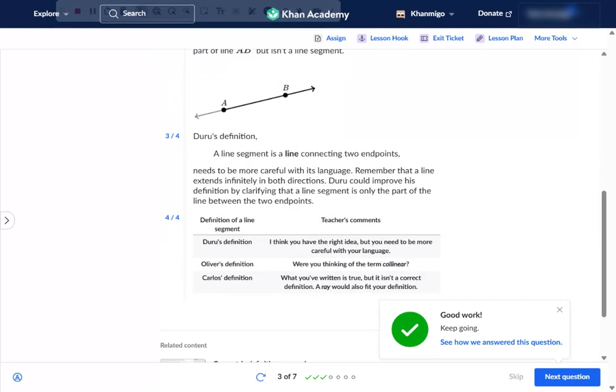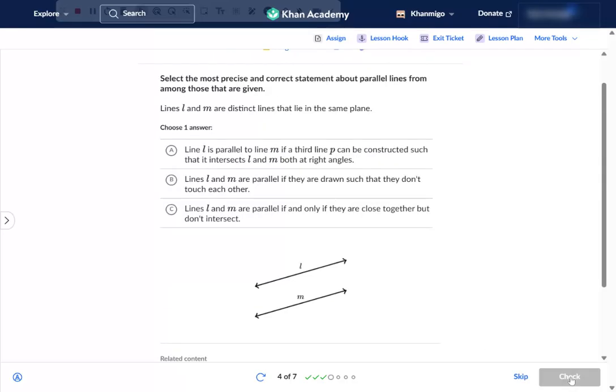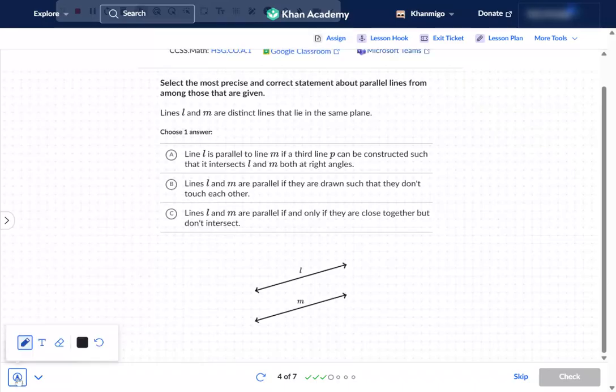And Duru needs to be careful with the language because a line extends indefinitely in both directions. A line connecting two endpoints. So you can improve the definition by clarifying that a line segment is only the part of the line between two endpoints. Yeah. And that was like the visual that we had. It's just the endpoints. Okay, so these ones are kind of tricky for the teacher's comments questions, but try your best. Let's see here. Parallel lines.